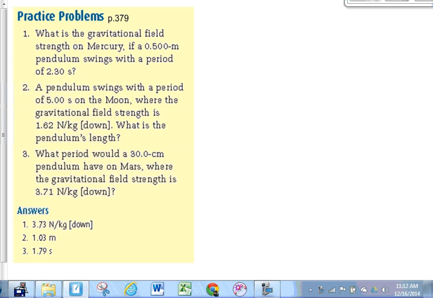And finally, question number 3. What period would a 30-centimeter pendulum have on Mars where the gravitational field strength is 3.71 newtons per kilogram down? So the length of the pendulum would be 0.300 meters. The gravitational field is 3.71 newtons per kilogram or meters per second squared.